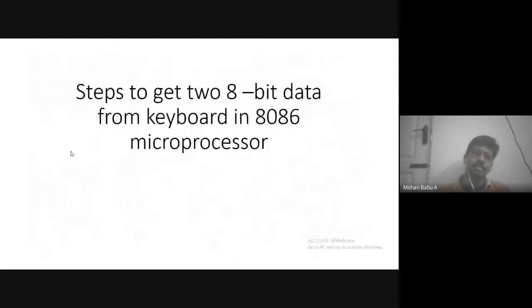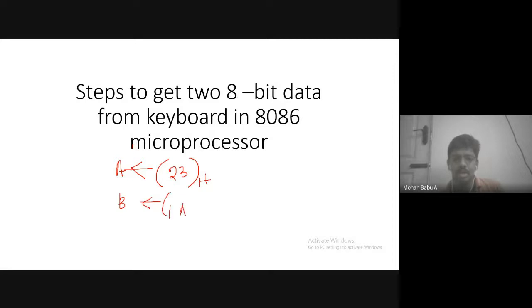For example, now I want to perform two 8-bit addition. So I need two 8-bit data. For example, if I enter the value for the first number as 23H and B as 1AH, I want this data from the user side through a keyboard. But the keyboard will give only the ASCII equivalent for 23 and the ASCII equivalent for 1A.